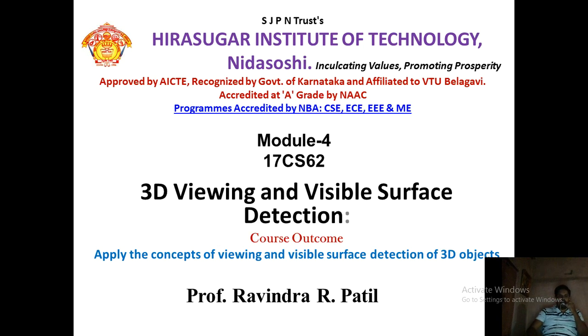Computer graphics and visualization subject, module 4. Yesterday we discussed visual surface detection from this module. Now we are going to discuss 3D viewing concepts. As I told, the outcome of this is to apply the concepts of viewing and visual surface detection of 3D objects. After studying this subject, you will be able to apply the concepts of viewing and visual surface detection of 3D objects.